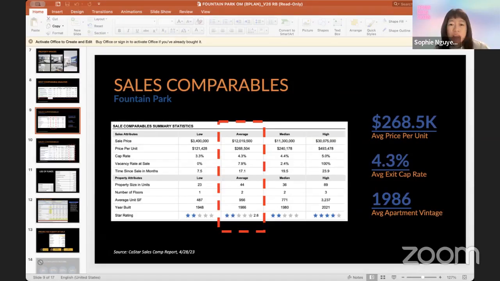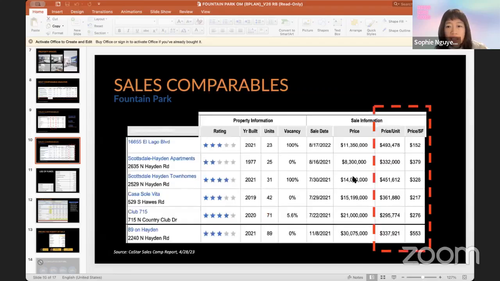Mm-hmm. Yeah. The exit cap rate, I think, is also very, very low. Right now, I think cap rates have already increased, right? And this is the price per unit of properties around it. Wow, it's quite high in this area. So it's 300 something plus, and these are newer, but even the 77 vintage still sells for 330K per unit. Interesting.